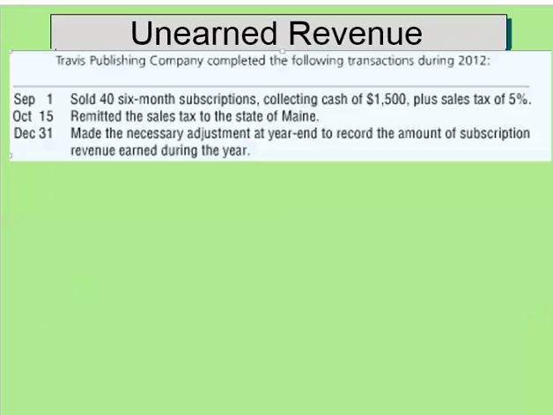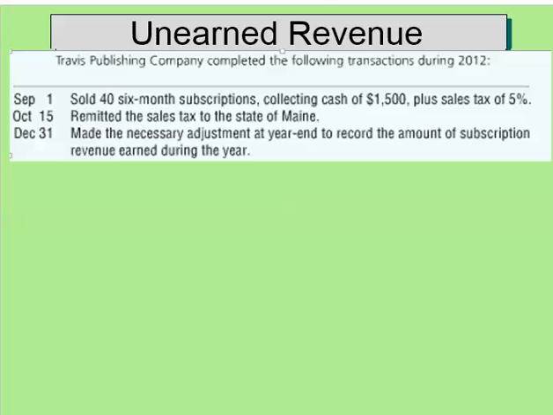Here's an example. Let's go through it together. So this says Travis Publishing Company completed the following transactions. They sold 40 6-month subscriptions collecting cash of $1,500 plus sales tax of 5%, remitted the sales tax to the state of Maine, and then made the necessary adjustment at year-end to record the amount of subscription revenue earned during the year. So this is kind of a compound problem. We're going to do sales taxes and unearned revenue.